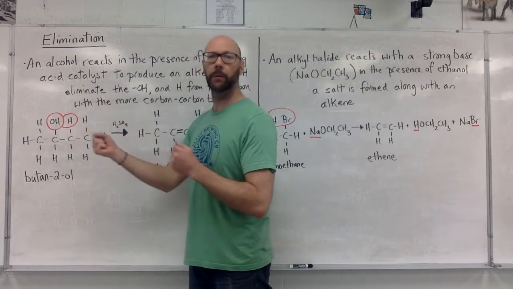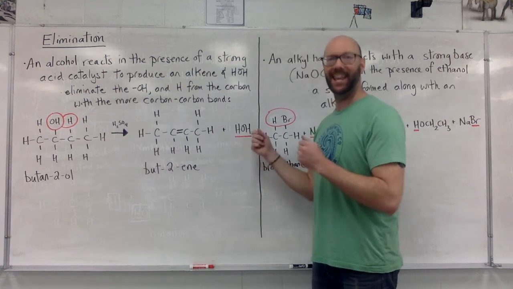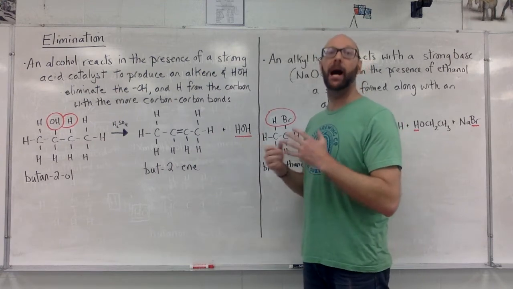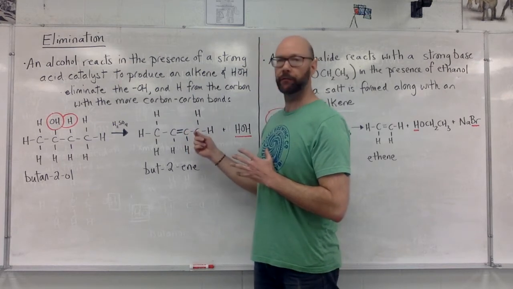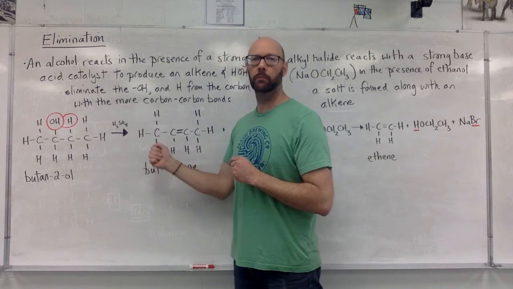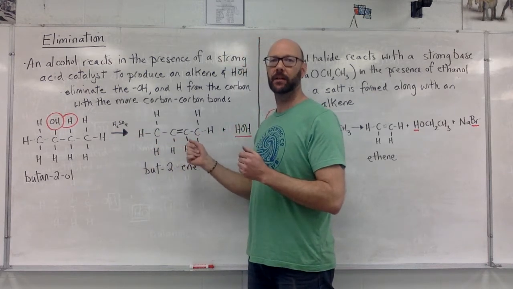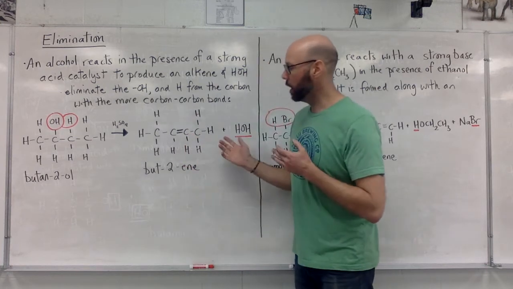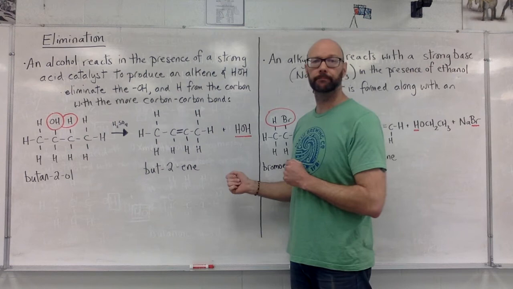Pull those two out, and we end up producing water, and there it is, HOH. In its place now, we end up forming a double bond. There it is. We went from a saturated alcohol, butan-2-ol, reacted it in the presence of a strong acid catalyst, and produced an alkene, but-2-ene, and also removed some water.